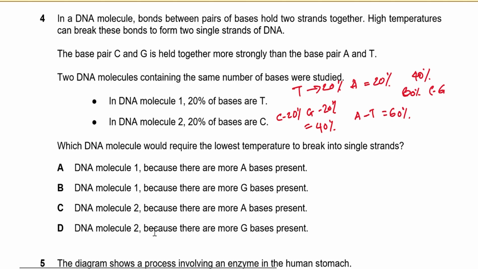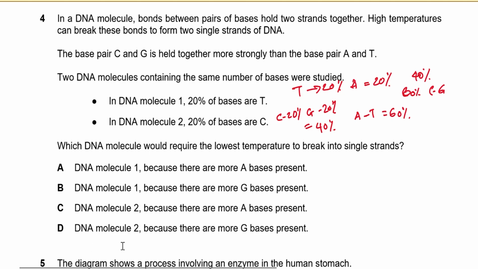In molecule 2, because there are more A bases present, this is correct. We have seen that in molecule 2, we have C 20% and G 20%. So eventually, at the end of the day, we only have 40% of those ones, while for AT, we have 60%. And of course, bases A and T do not require as high an amount of temperature as bases C and G require.